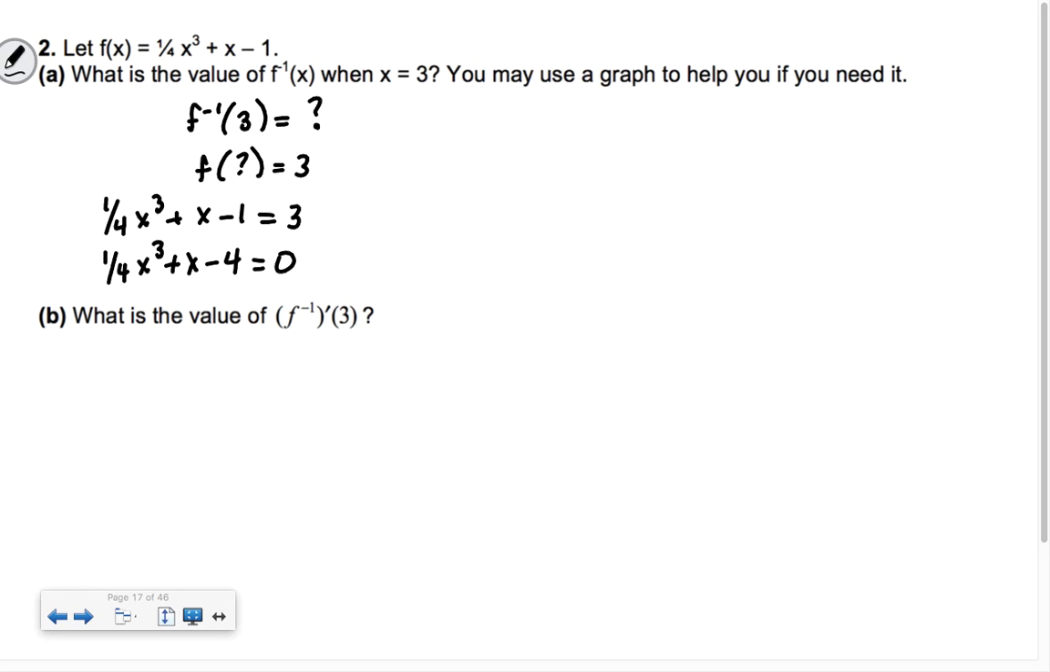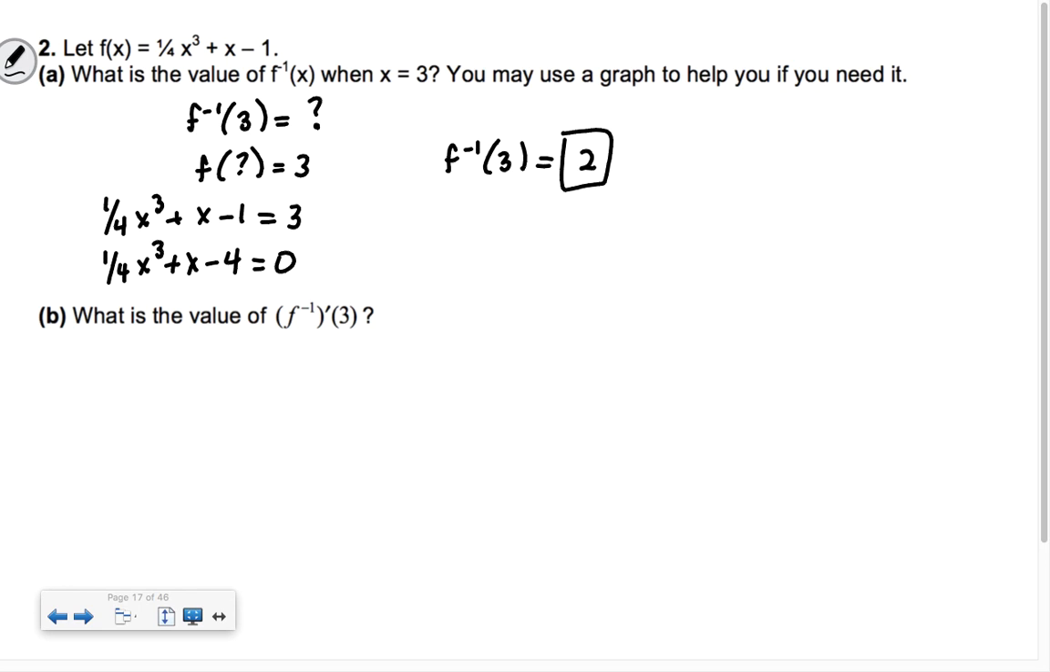But what I told you is on the AP test, it's always something that's very, very easy. So you could try 1, but what happens if you're trying 1? Well, then we have that 1/4 that's still there, right? 1/4 plus 1 minus 4, that's not going to equal 0 because of the 1/4. So let's try 2. 2 cubed is 8. What's a fourth of that? 2 plus 2 is 4 minus 4 is 0. It works out, right? So it's usually something very, very easy to find. So it's f inverse of 3 is equal to 2.